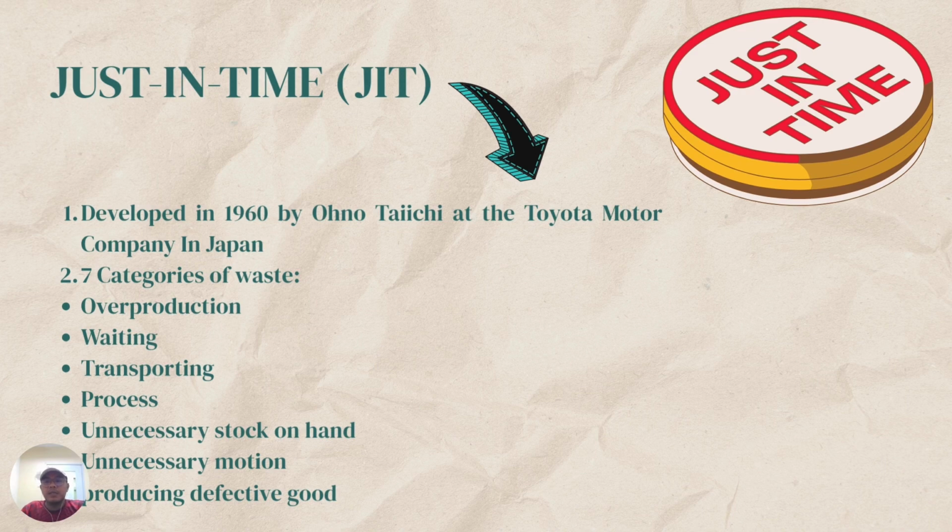Next, processing means inefficient process that could be improved. Next, unnecessary stock means stock that is not needed immediately, occupying space and resources, and unnecessary motion, wasted movement of the workers. And the last one is producing defective goods, meaning items that do not meet quality standards. By addressing these issues, JIT can help the industry improve efficiency and reduce the cost in the car manufacturing process.